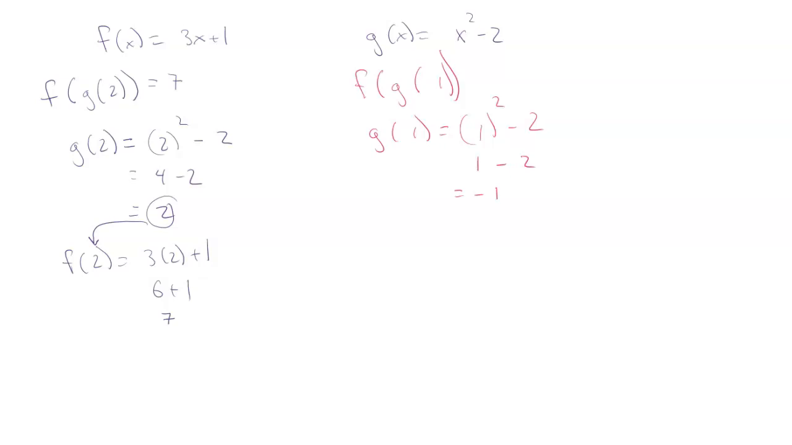Right? So that means I'm going to use that answer to plug it into my new function, f of negative 1. So 3 times negative 1 plus 1. So negative 3 plus 1, which gives you negative 2. So this answer is negative 2.